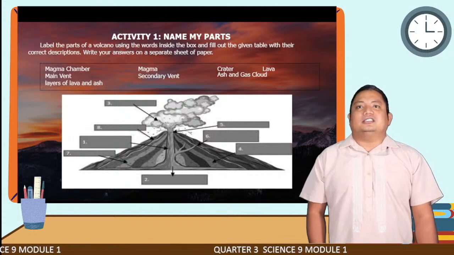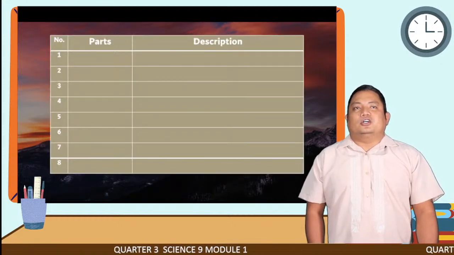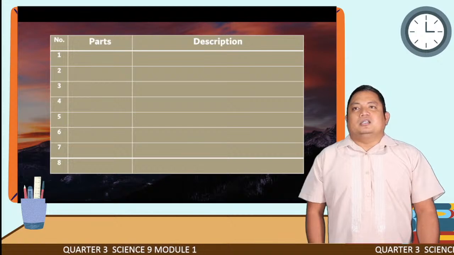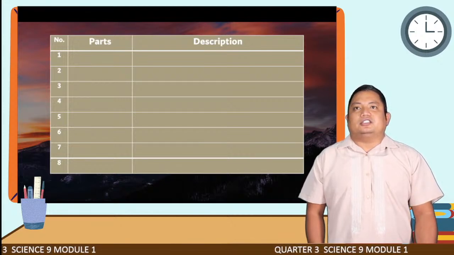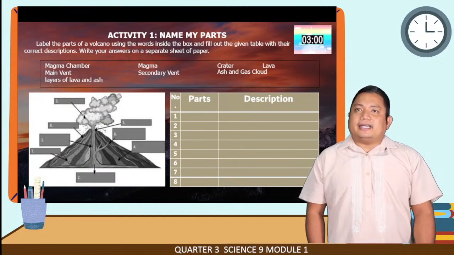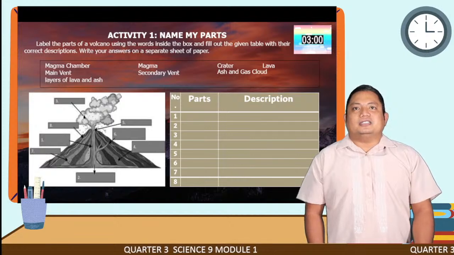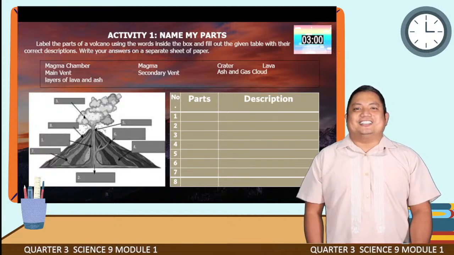As you can see, there's the picture and there's the table. You have your table here. You have 8 numbers, which is 8 parts, also 8 descriptions. So I will give you 3 minutes again to complete the table and answer the activity. Timer starts now.